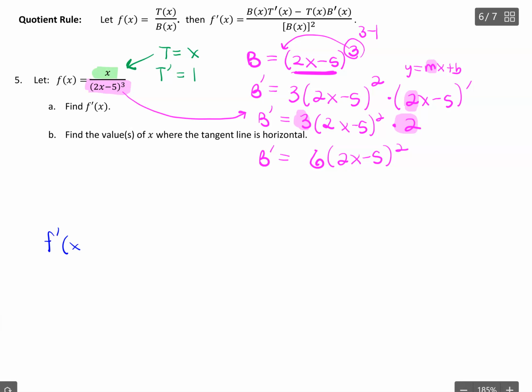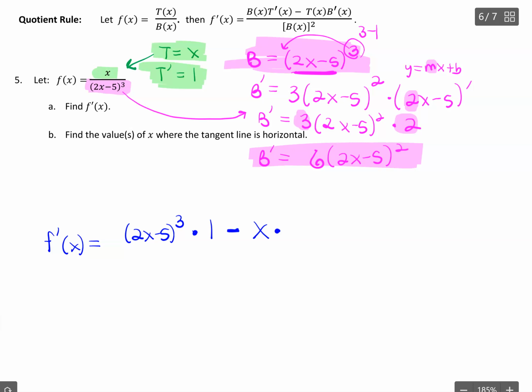So my derivative is going to be the bottom, right there. So let me write that out. Binomial cubed times the derivative of the top, which was just a 1, minus the top, which was an x, times the derivative of the bottom, which we simplified right there. So 6 times the binomial squared, all over the bottom.